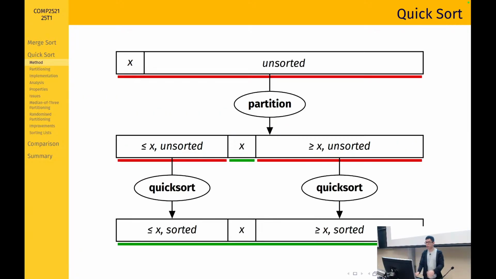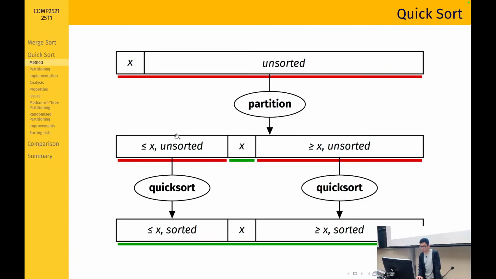Here's a diagram of how it works. It's going to choose an element to be the pivot. Here we've just selected the leftmost element. After we partition the array, the pivot is going to be somewhere in the middle of the array. What's guaranteed is that everything to the left of it is going to be smaller than or equal to it, and everything to the right of it is going to be greater than or equal to it.